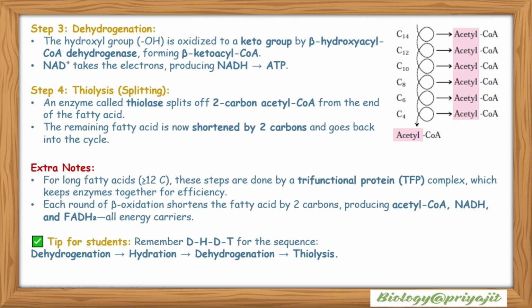So for long fatty acid chains of more than 12 carbons, these steps are done by a trifunctional protein, TFP complex, which keeps enzymes together for efficiency. And each round of beta oxidation shortens the fatty acid by 2 carbons, producing acetyl-CoA, NADH and FADH2, and all of them are energy carriers. So dehydrogenation, hydration, dehydrogenation and thiolysis. So remember DHDT for the sequence, which is helpful for students for their remembrance.